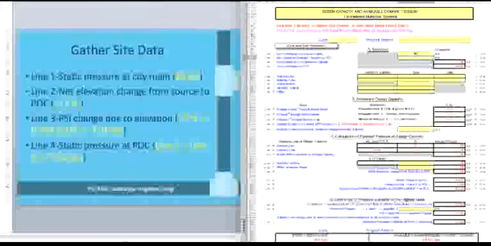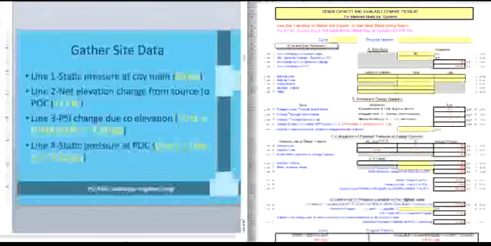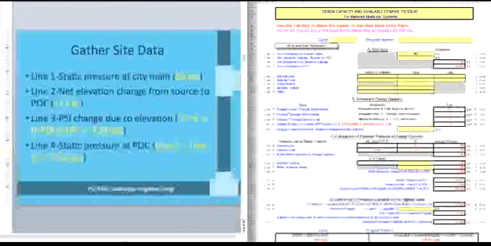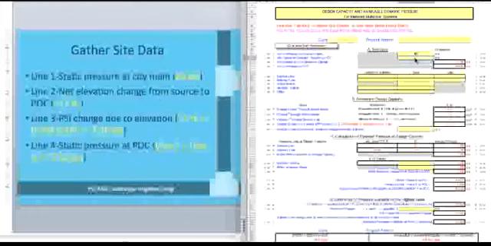So recall that we had a couple of elevation changes there. We had 5 feet between the source and the meter, and we had an additional 12 feet between the meter and the point of connection. So that means there was a total of 17 feet in elevation change. So I'm going to go back over here to my worksheet. The units are already there, feet, and I'm just going to put in 17 and then enter.